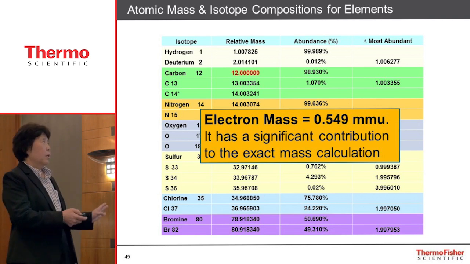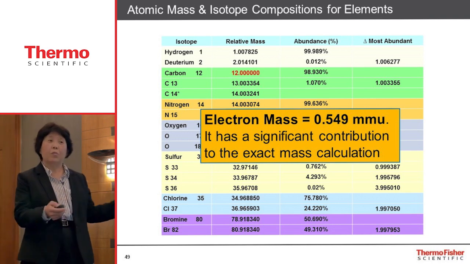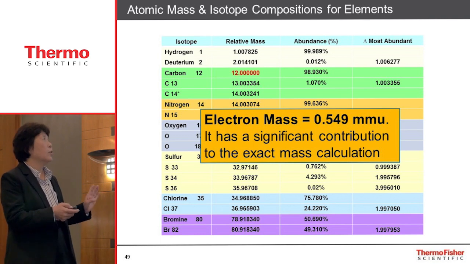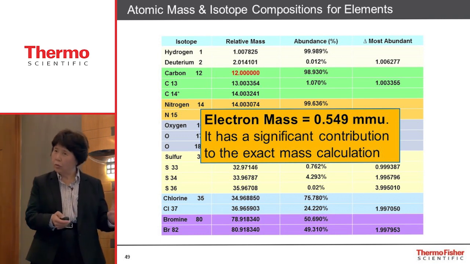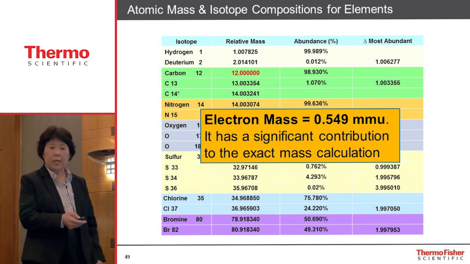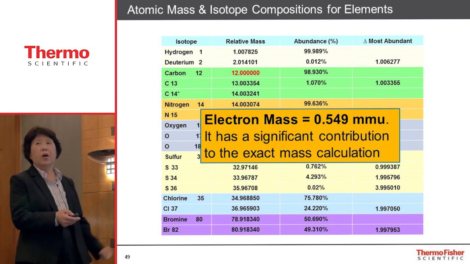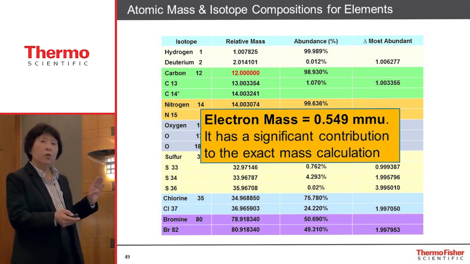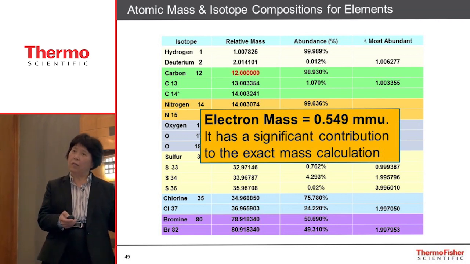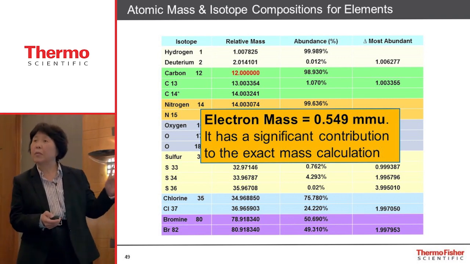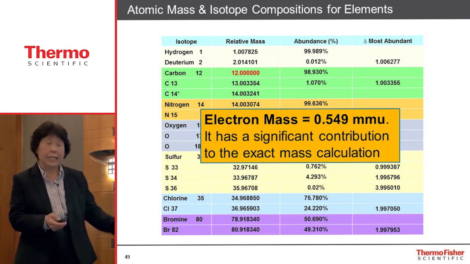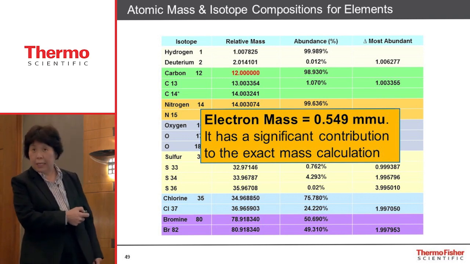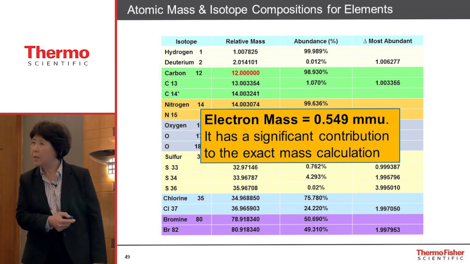Also, electron mass, right? Normally we don't think about it, but it's very important when you do your exact mass calculation. Those hair-splitting details are normally not our concern. But when you try to figure out the unknown structure of your extractable or leachable, the first thing you need to do is determine the right elemental composition. That is the exact information you need, and it can only be obtained by high-resolution mass spec.